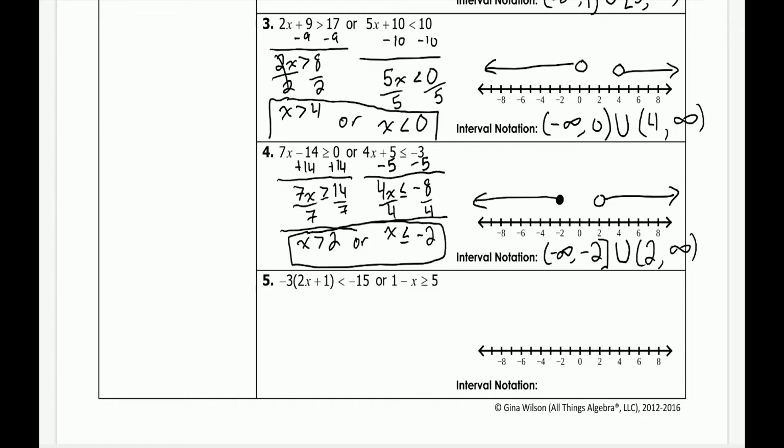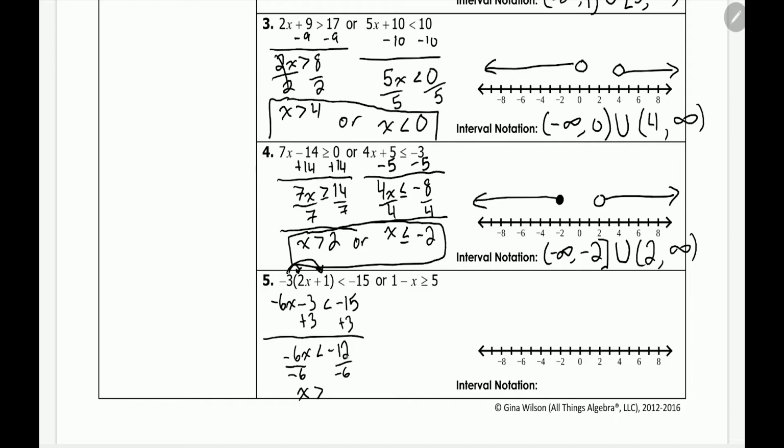Let's do number 5. All right, for this one, we have to distribute. So we have negative 3 times 2x. That's negative 6x. Negative 3 times 1 is negative 3, which is less than negative 15. We add 3 to both sides. That gives us negative 6x is less than negative 12. We have to divide both sides by negative 6. Since we divide by a negative, we have to flip the sign.